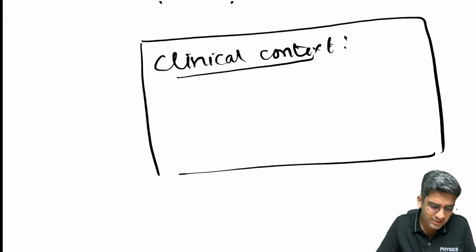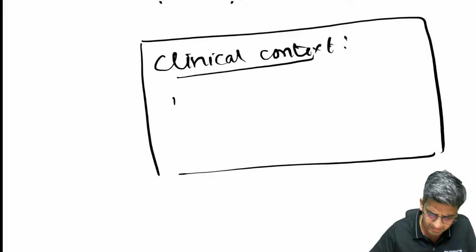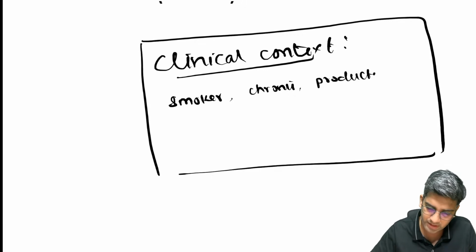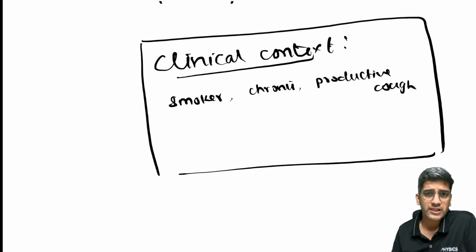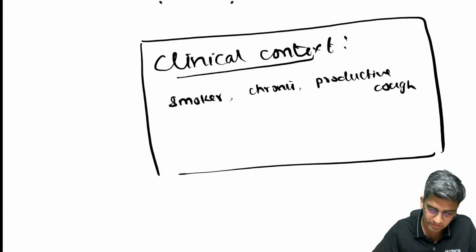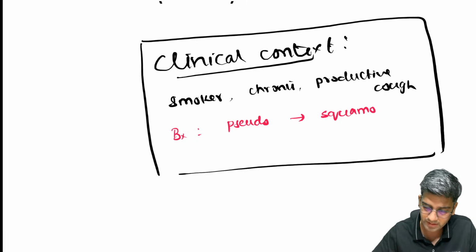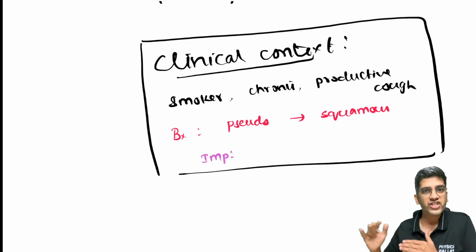Age doesn't make much sense here, but the only thing that makes sense for me is a smoker. 45-year-old, fine, a smoker, and the patient also has a chronic productive cough. I'm just taking the keywords from the question, that's all. Smoker with a chronic productive cough for 6 months. And the bronchial biopsy, I'm writing BX for biopsy, shows pseudostratified columnar epithelium changing to squamous epithelium. Most likely the impression here, if it's a clinical diagnosis, write differential diagnosis or diagnosis.